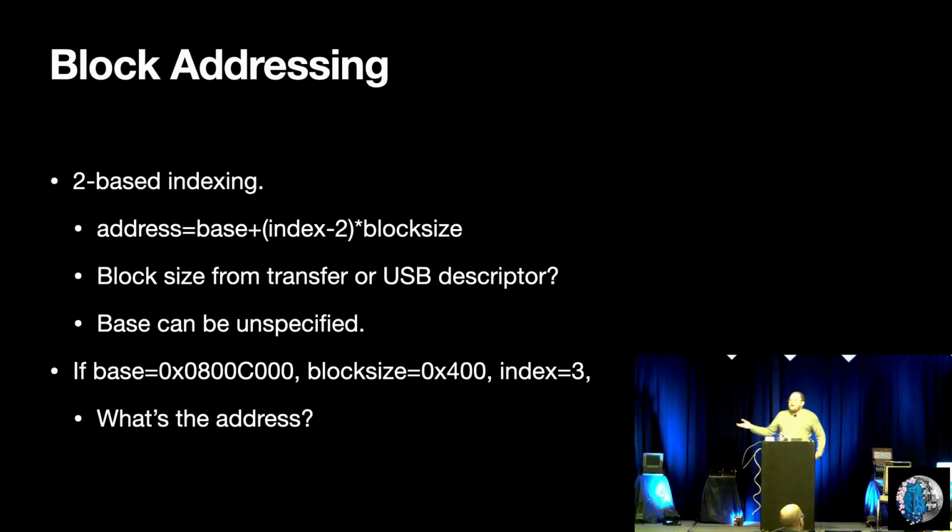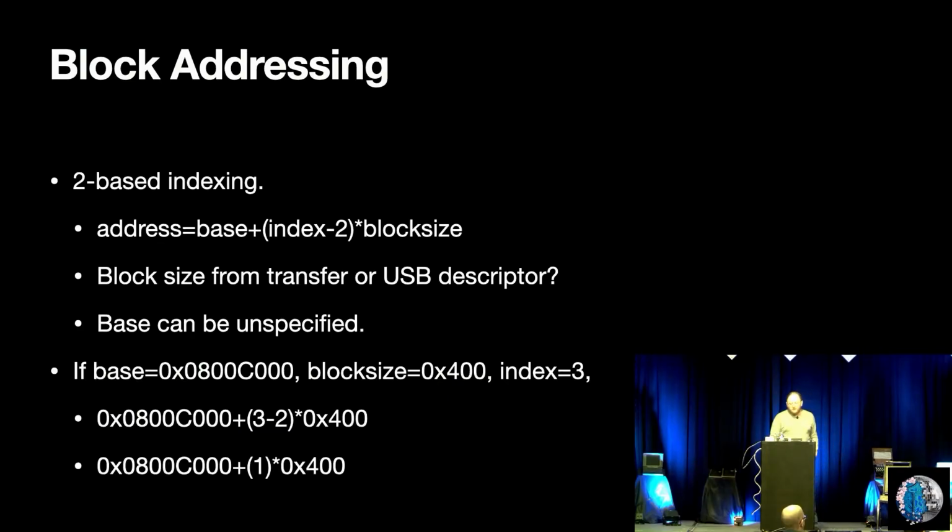Okay, so we're going to do some math in our head. If our base address is 0x0800C000, our block size is 0x400, and our index is 3. Well, the way the math works is we take 3 minus 2, and we multiply that by 400 hex. So we're then looking at 0800C400. And that becomes the place where we're actually doing our access.